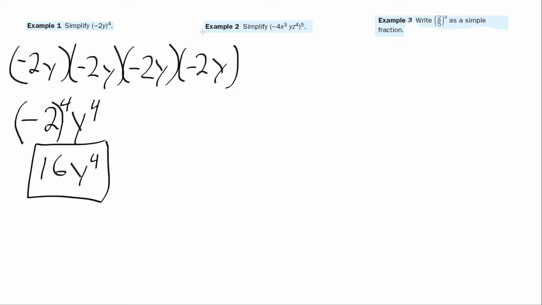Let's look at example 2. It says simplify this expression. And this one we need to break down a little bit. I told you we'd make it more complicated, but it's easy enough for us to use the powers that we have available to us. First thing we would do here is to apply the power of a product property to this whole thing.